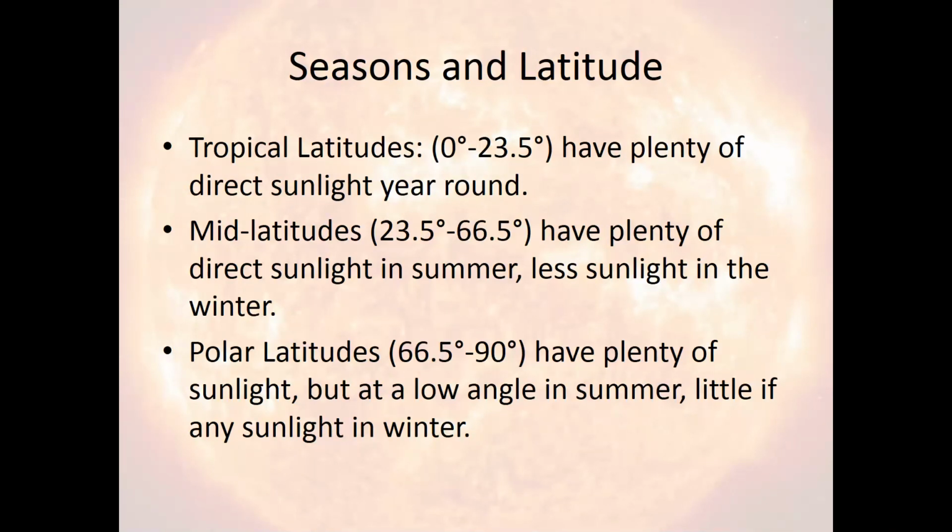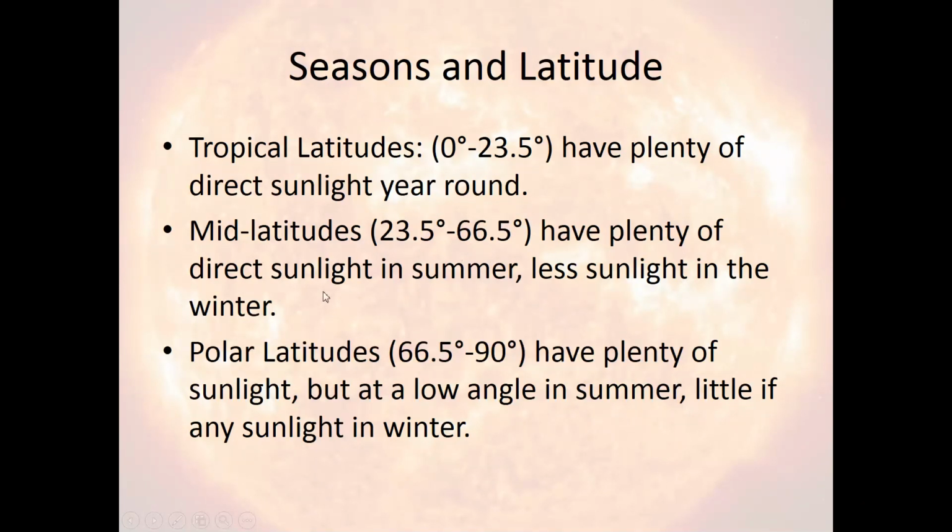The other interesting thing, though, is not only are they very warm, but they're constantly warm because you have high sun in the sky year round. So there's no real cold season, and there's no real warm season either. It's just warm year round. Now, the further away you get from the equator, though, the more and more variation you're going to get. So if you live in the mid-latitudes, this is between 23.5 and 66.5 degrees, either north or south of the equator, so in either hemisphere.